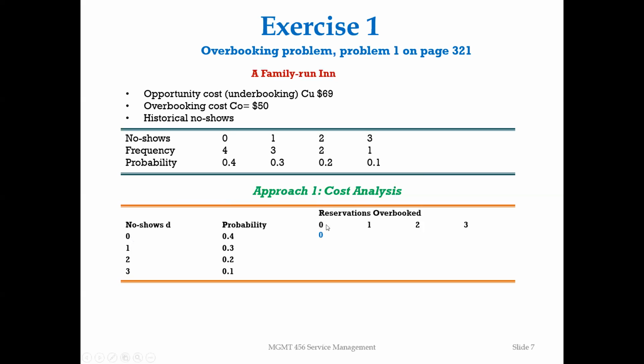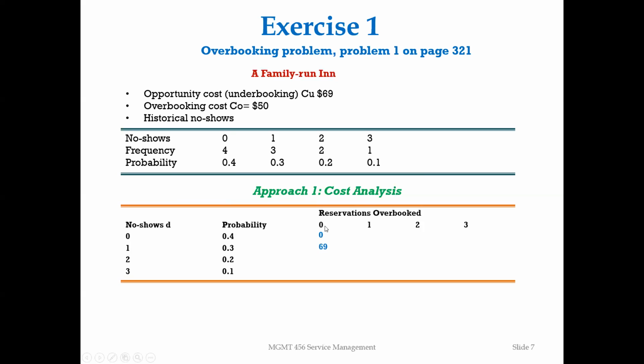What if I overbook by 0 and there's 1 no-show? 1 no-show means 1 customer did not show up. So 1 customer did not show up, that means I end up having 1 empty room. If I have 1 empty room, my cost will be opportunity cost, which is $69. So I end up having an opportunity cost of $69, 1 empty room.